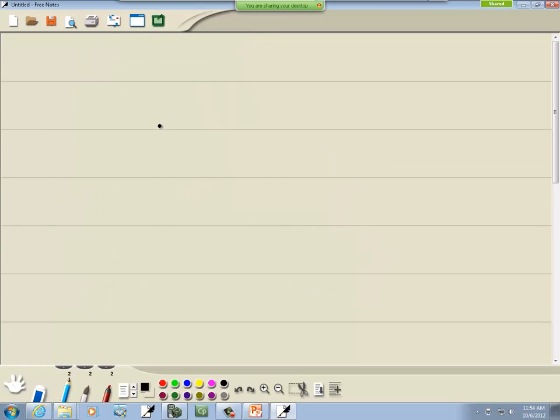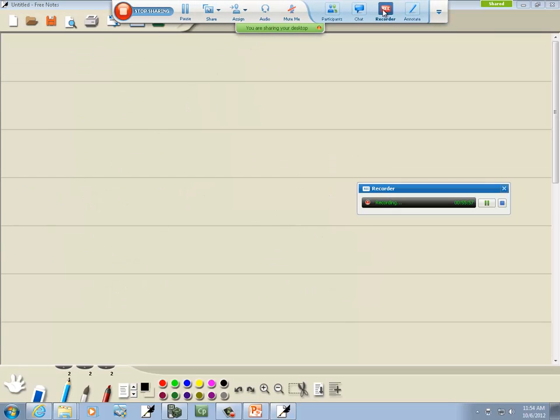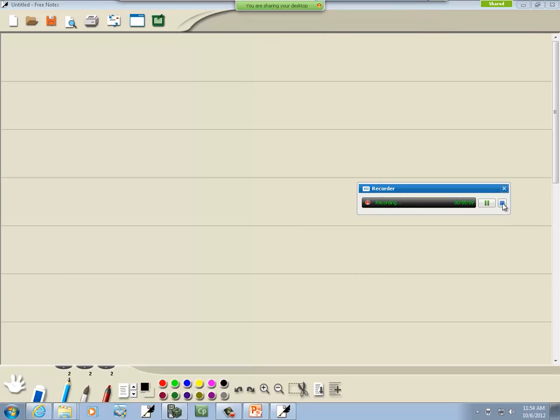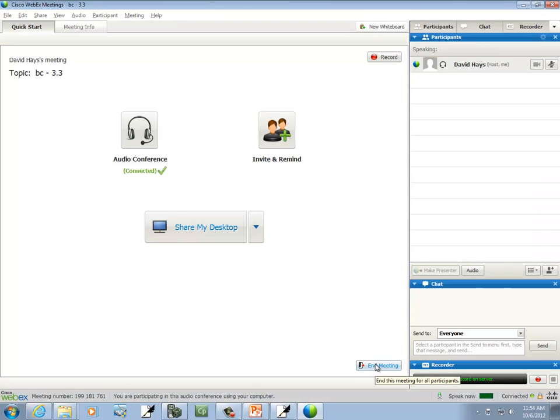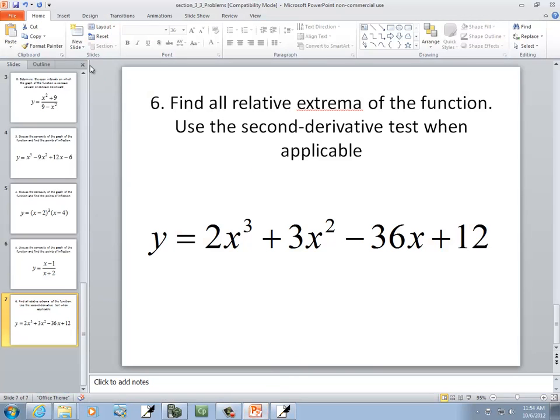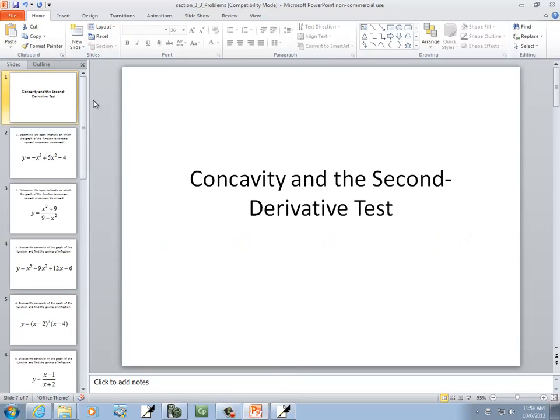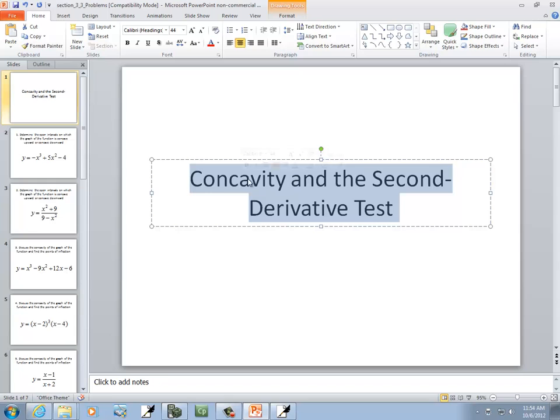I like how it just randomly throws me into this page or that page. We're done with that, so let me stop the recorder. Go back here. Concavity and a second derivative test.